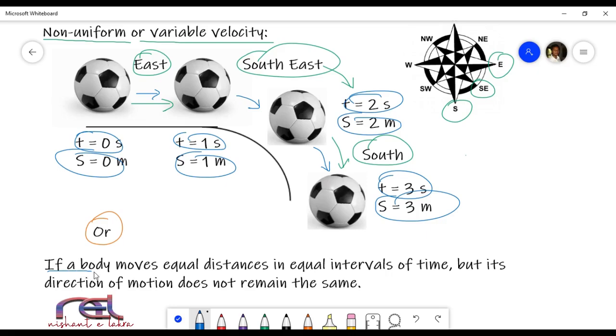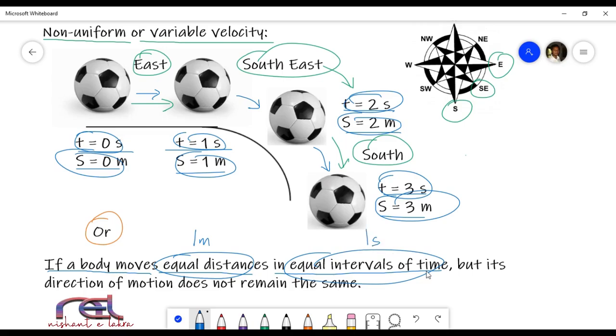Or if a body moves equal distance, right? You see it has moved equal distance: 0 meter, 1 meter, 2 meters, and 3 meters. So the interval of distance is 1 meter, equal, in equal intervals of time. Even the time interval is the same. 1 second is the time interval. But what is different here?